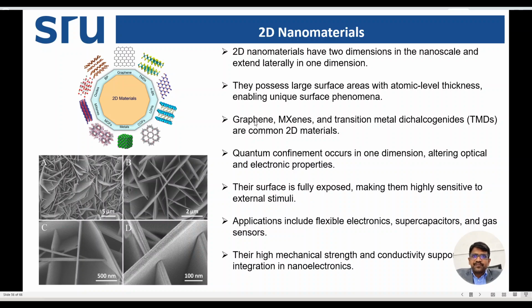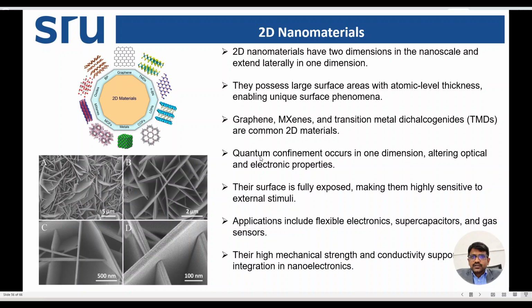Examples: graphene, MXenes, and transition metal dichalcogenides (TMDs) are common two-dimensional materials. So I have prepared MXenes and some others. I have prepared graphene sheets using the modified Hummers method, and I have prepared graphitic carbon nitride. It is a good 2D material for photocatalytic applications. I will show you my research related to two-dimensional nanomaterials.